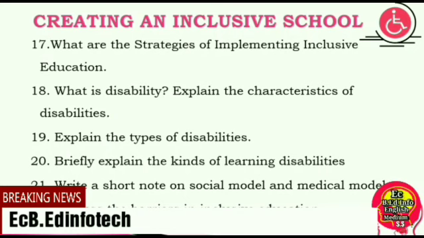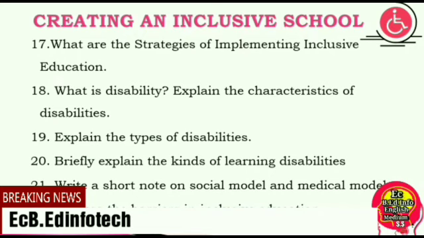18. What is disability? Explain the characteristics of disabilities. 19. Explain the types of disabilities. 20. Briefly explain the kinds of learning disabilities. 21. Write a short note on social model and medical model. 22. Discuss the barriers in inclusive education.